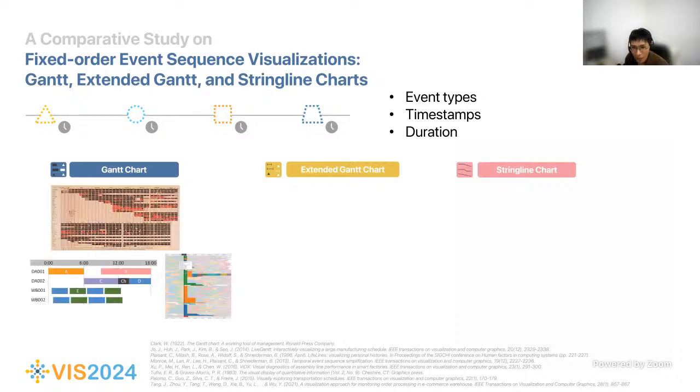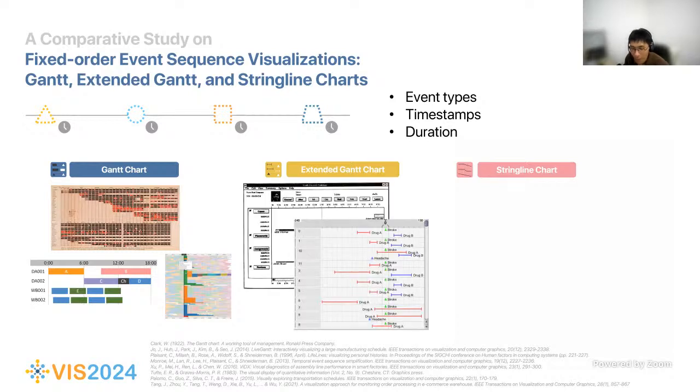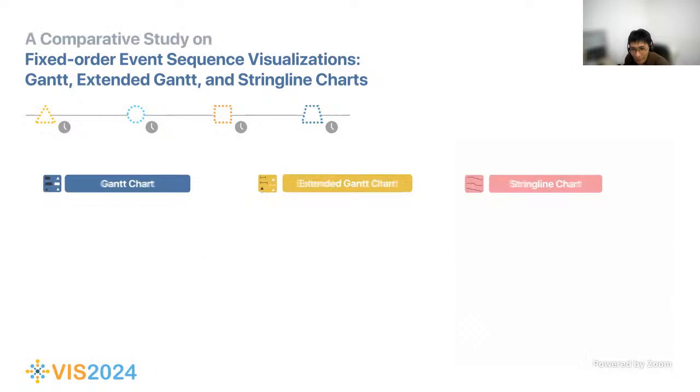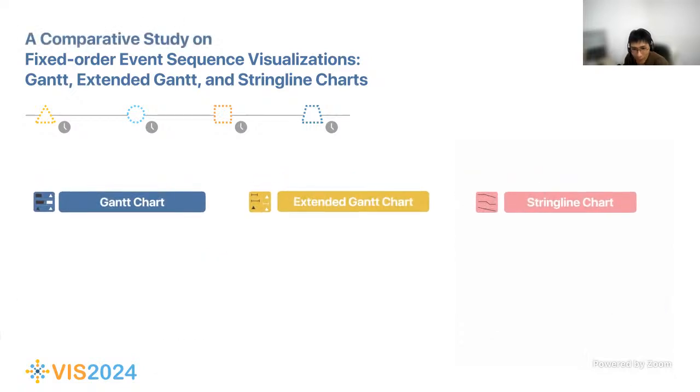Gantt charts are widely used in project planning and schedule comparison. Extended Gantt charts can represent complex event sequences. And streamline chart, also known as Marey graph, is used for transportation schedules, and industrial processes like warehouse order processing or assembly lines. So the wide applications of these charts underscore their strengths in various usage scenarios. Thus, it's important to understand their performance and select the most appropriate visualizations. Understanding them is also a fundamental step to developing more efficient visualization methods in the future.